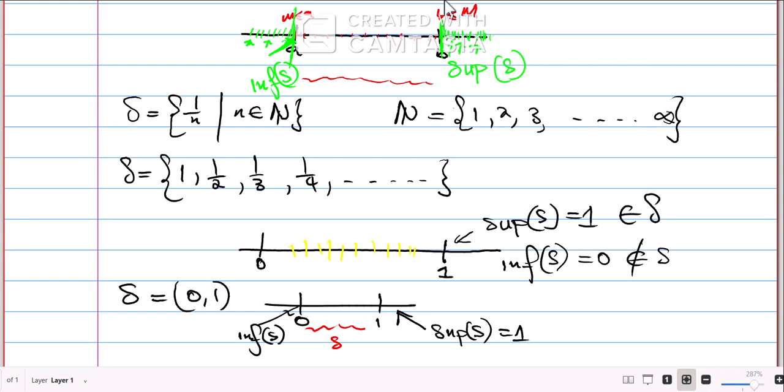Now, is 0 an element of S? No, it's not. So 0 is not an element of S. Is 1 an element of S? No, 1 is not an element of S. So that's very important to state. Don't just write that the supremum is 1 and the infimum is 0. You should also state that these elements are not part of the set.